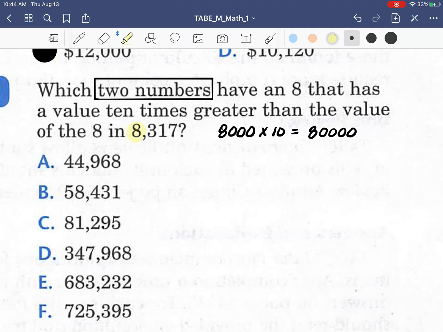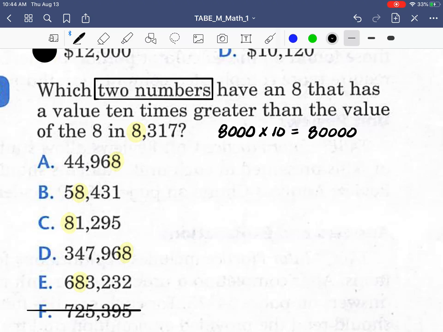So let's mark our 8s in each number. The 8 is the digit. The number is the whole thing. I'm just having trouble with that today. F doesn't have an 8 in it, so we can eliminate that one altogether.